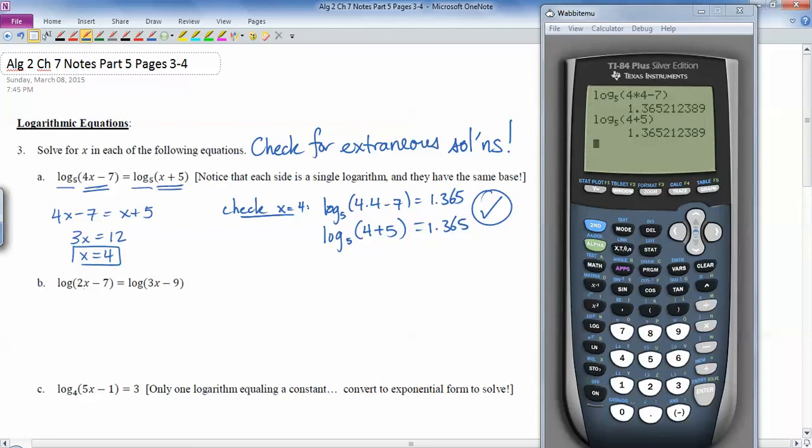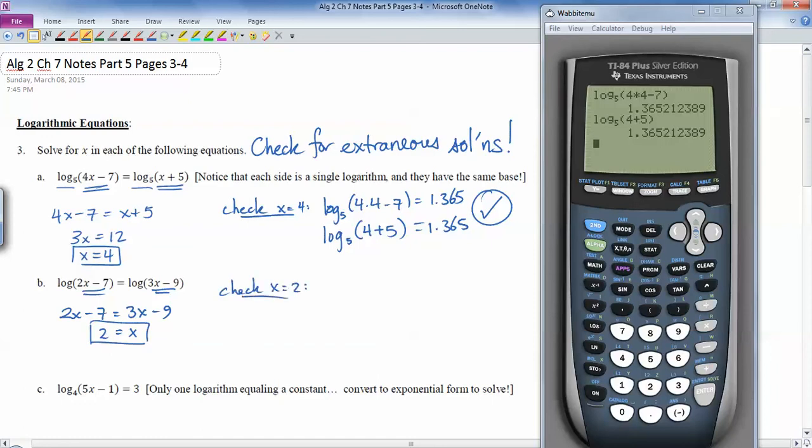Let's look at the next one. They're both log base 10. They're both the common log. So 2x minus 7 equals 3x minus 9. If I bring the 2x over, I get x here. If I bring 9 over to the other side, I get 2. So there's my answer, and then let's check it.